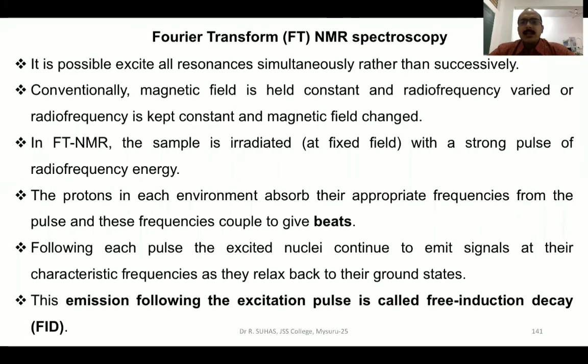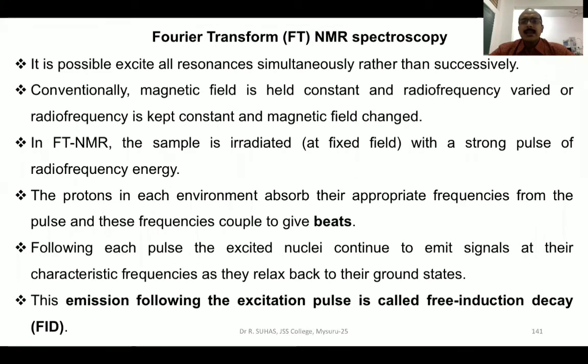Whereas in Fourier transform NMR, you will have a constant magnetic field and a constant radio frequency. The radio frequency that you put into the instrument will be of a higher order. So in this method, what we normally do is we excite all the protons at a time rather than one by one. Whereas in the normal continuous wave, that is CW NMR, we successively excite the protons one by one. Whereas in FT-NMR, we excite all the protons simultaneously rather than successively.